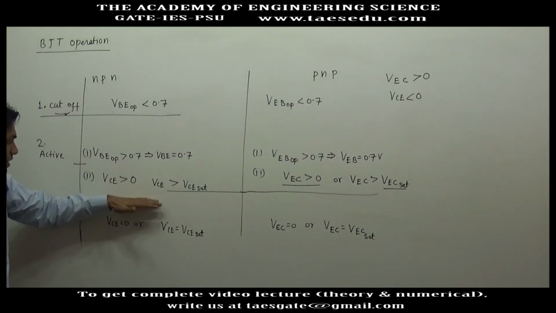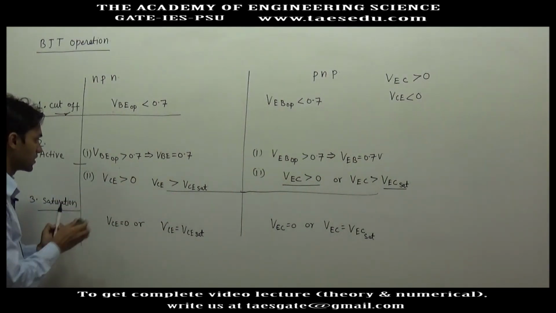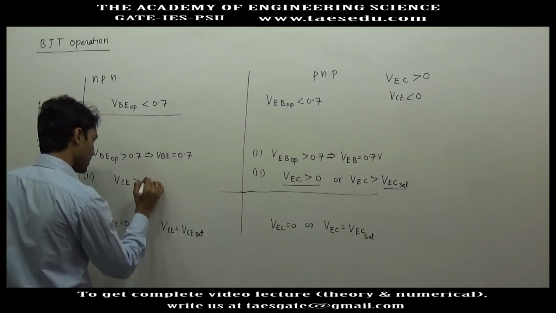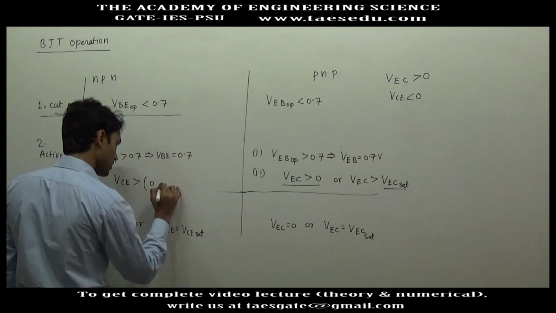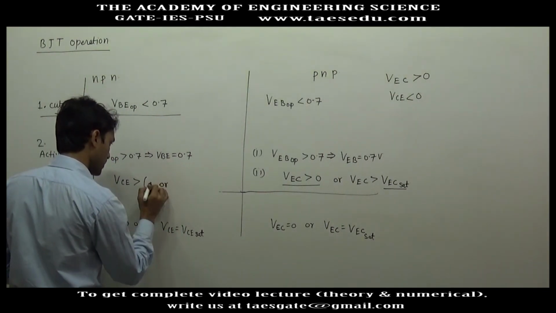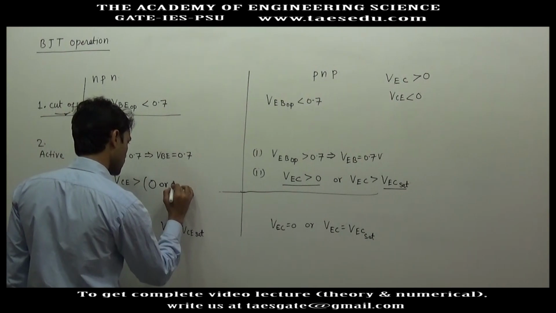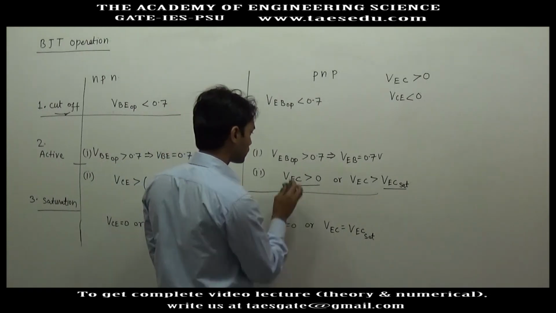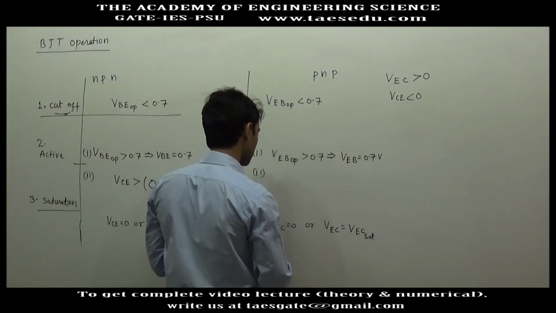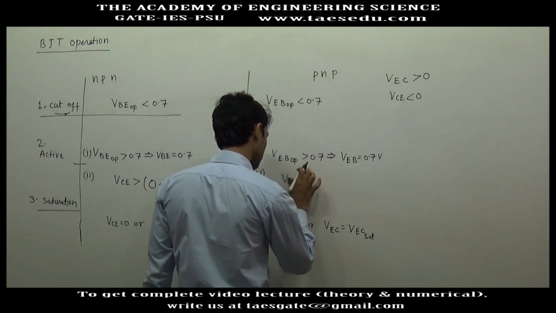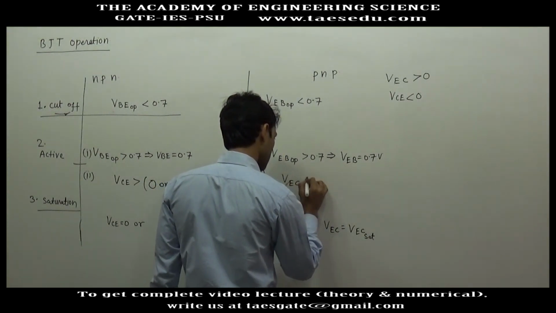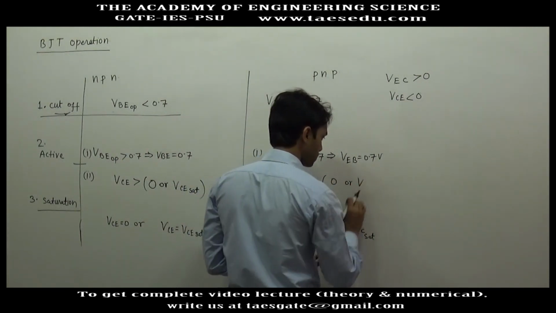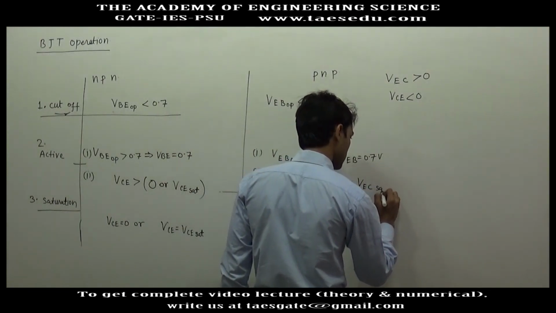I will write this condition in a better way. The better way of writing this condition is VCE must be greater than either 0 or VCE saturation if it is given. Or here, VEC must be greater than either 0 or VEC saturation.